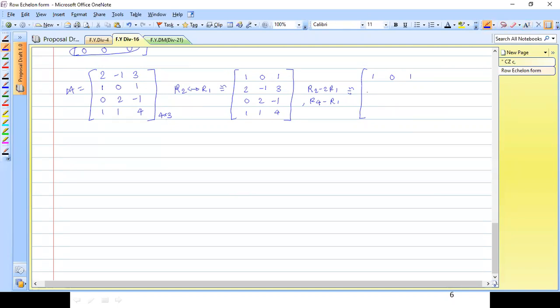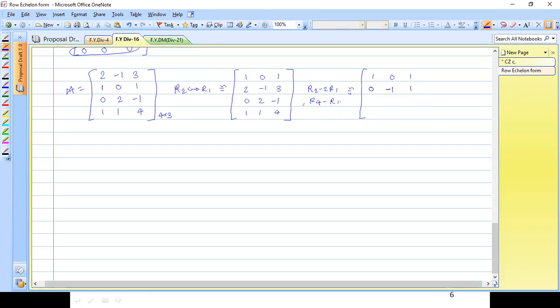It may be 3, it may be 2, it may be 1. Okay, I'm doing R2 minus 2 R1. So in R2, 2 minus 2 becomes 0. Again here, minus 1 as it is. Why does 0 not come here? Minus 1 as it is. R2 is 3, 3 minus 2 is 1.